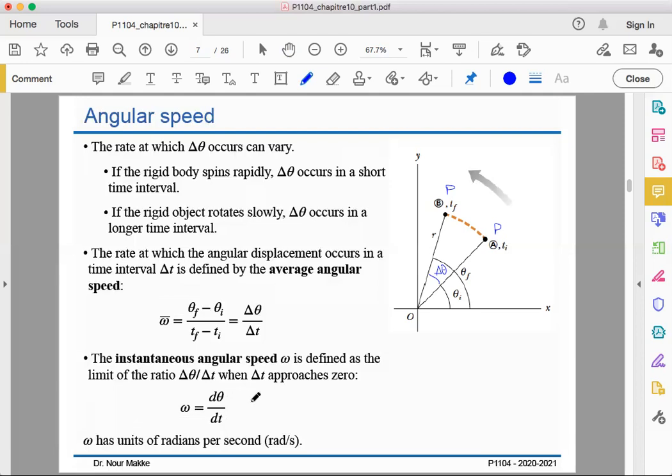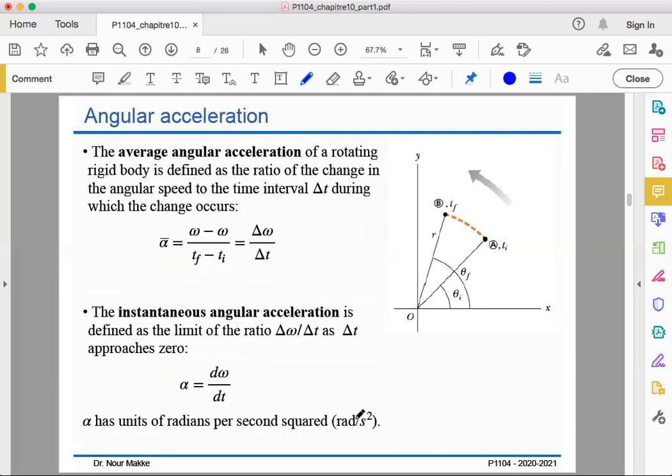And this is kind of obvious because the unit of omega is the unit of theta divided by the unit of time. The unit of theta is the radian, the unit of time is seconds. So all you need to know from this slide is that the average angular speed is given by the ratio between delta theta and delta t, while the instantaneous angular speed is defined by the derivative of the angular position with respect to time.